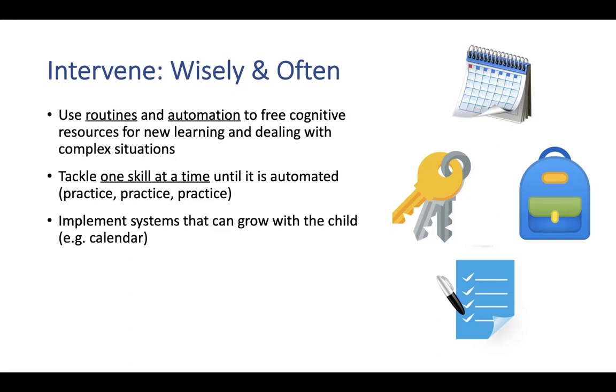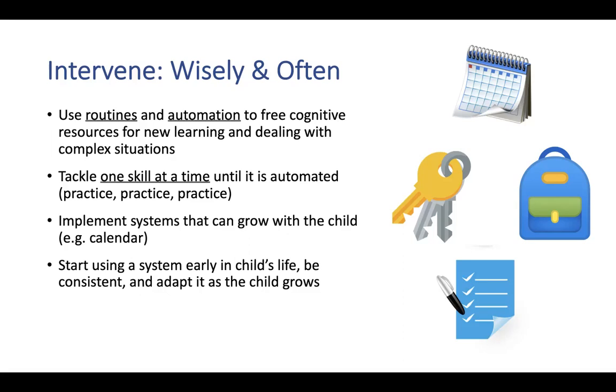And here's the challenge for parents, is coming up with systems that can grow with the child. So you might start using systems early in life and consistently use them over the years, adapting as the child grows. For example, a child may not need a calendar to keep track of their assignments until junior high or middle school or high school or secondary, whatever you call it in your country.